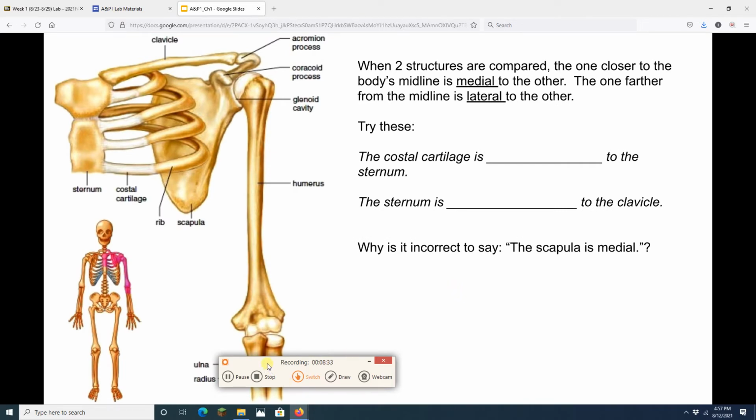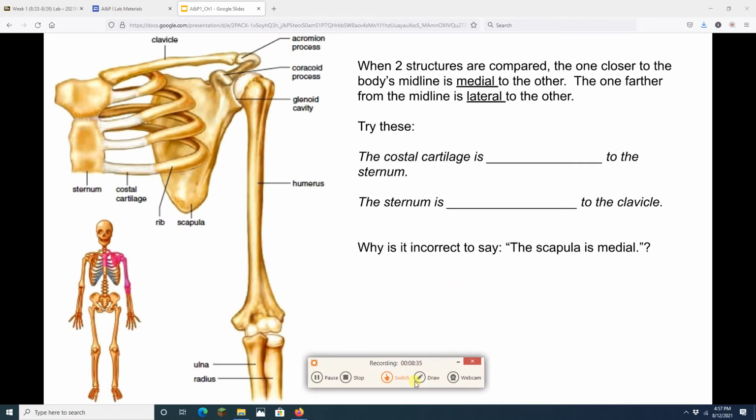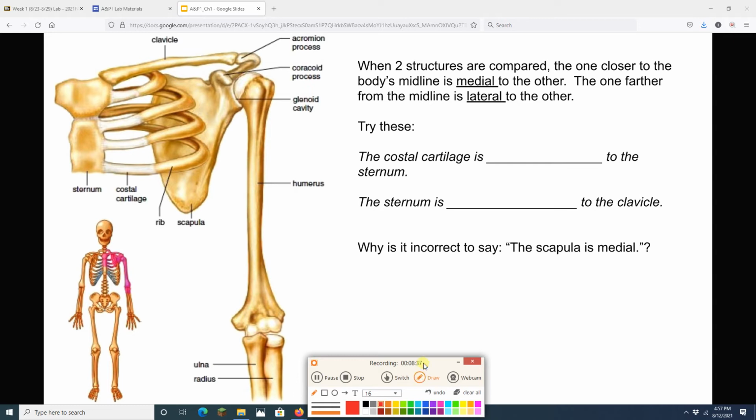We got another pair of terms we're going to do here. When we're comparing two structures, we can not only compare them as far as whether they're closer to the top of the head or not, we can also say whether they're closer to the midline of the body. So midline of the body, imagine a straight line. This is not going to be a straight line here, I know. But imagine a straight line running right down the middle. That is called the body's midline.